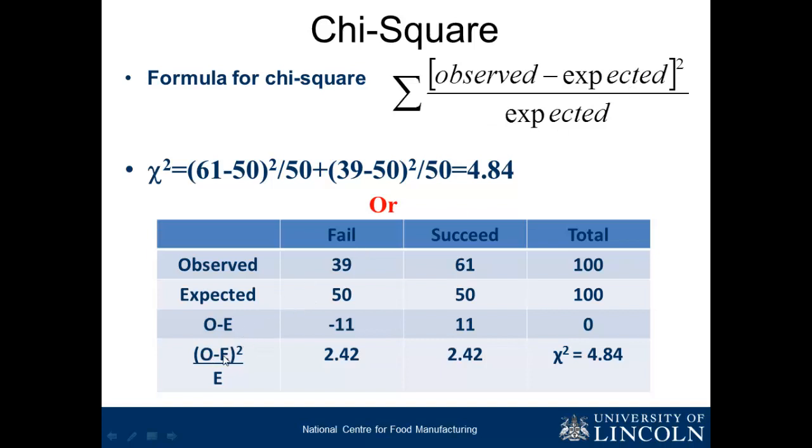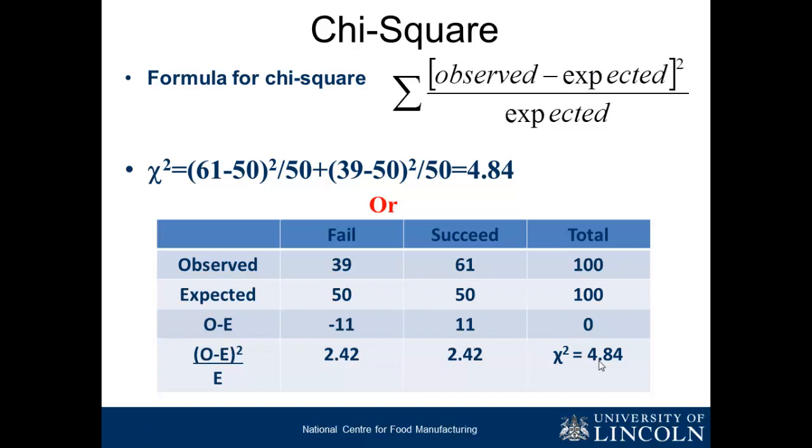Expected E and expected E square, that is the square. And you have for the first one, for the second one, then this is the summation. Add the two together: 2.42 plus 2.42 is 4.84. So we've gotten our chi-square value.